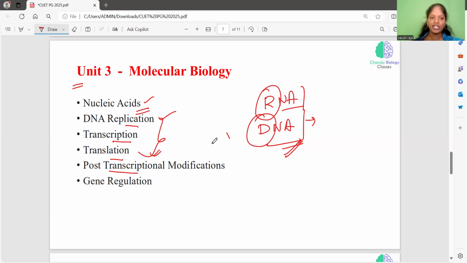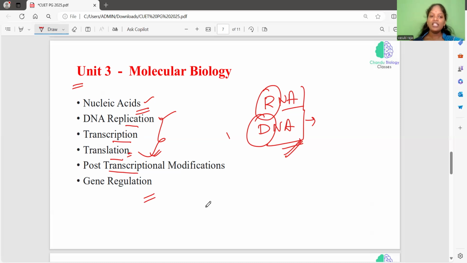Okay, so these are all the things that will be covered under replication, transcription, and translation. And we should not stop at that. Before the translation occurs, there are also some modifications after the transcription, and that is called post-transcription modification. And after the translation, post-translational modification also takes place, and everything about what actually happens there will be dealt with.